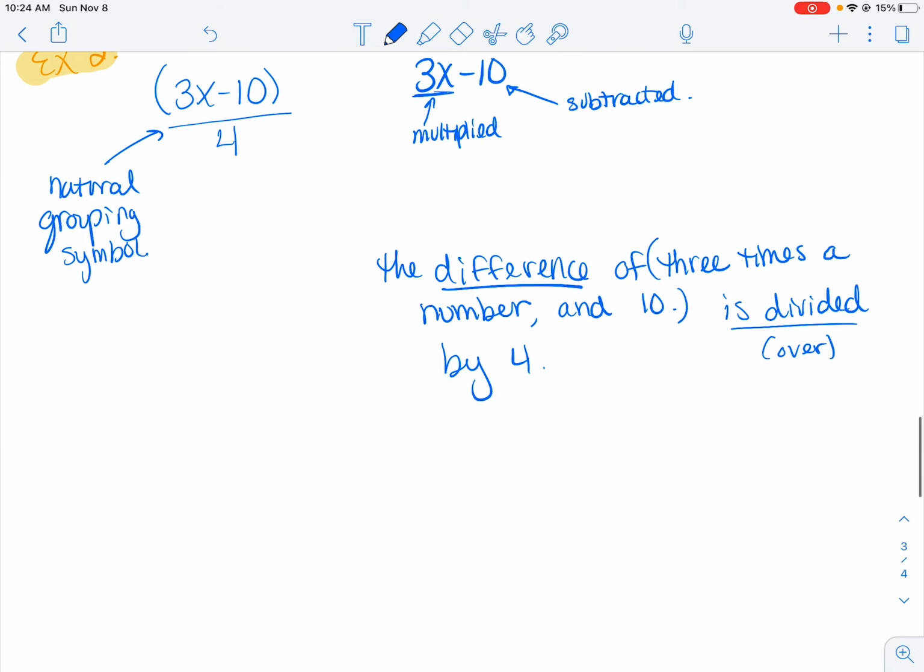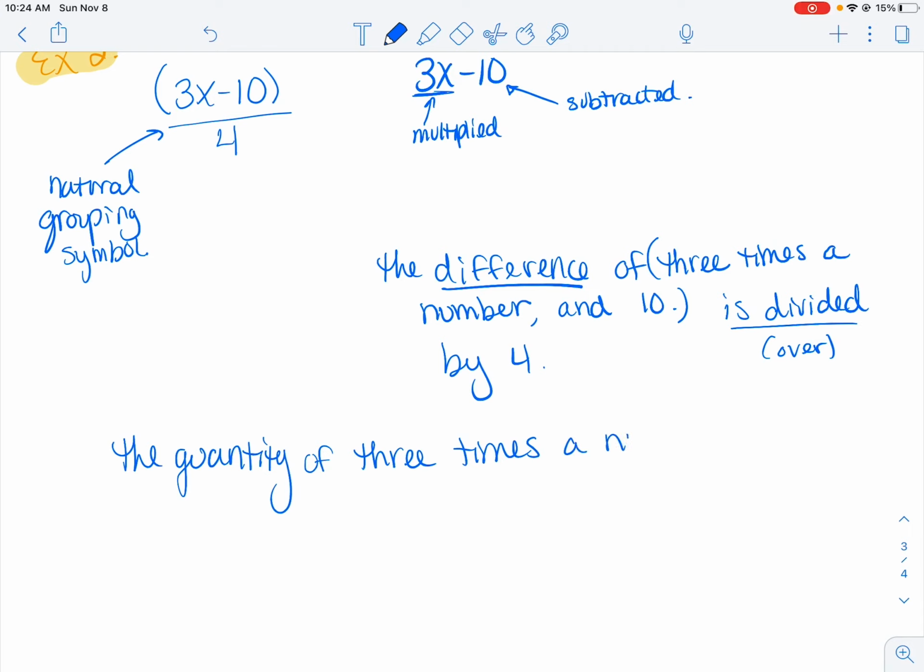But let's say you didn't want to use the word difference, right? You could also do this by saying "the quantity of 3 times a number minus 10." Oh, I didn't mean to write the minus sign. Minus 10. So "the quantity of 3 times a number minus 10." Now I'm going to put a comma because it separates that thought from the next, "divided by 4."